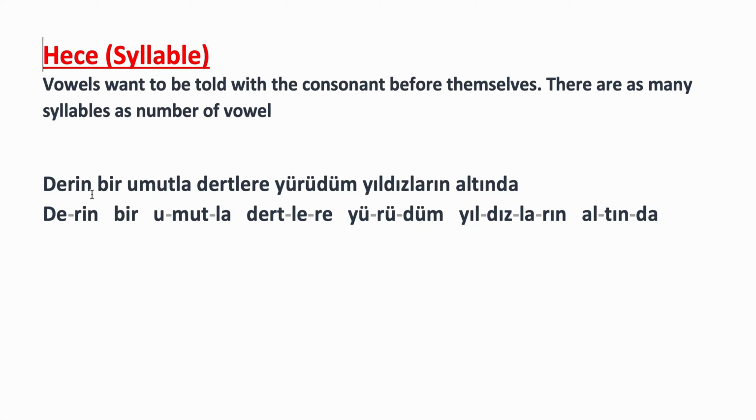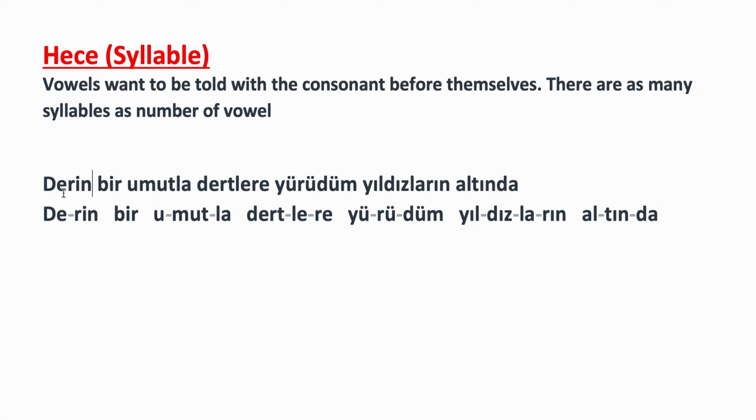First word, derin. What are the syllables of derin? Firstly, in a word, there are as many syllables as the number of vowels. In this word, there are two vowels, e and i. It means this word contains two syllables. So, I need to split derin into two parts. De-rin. Okay, how do I know where to split?